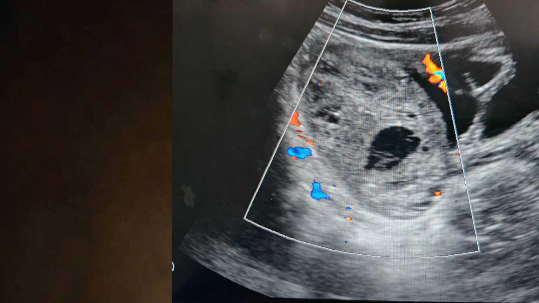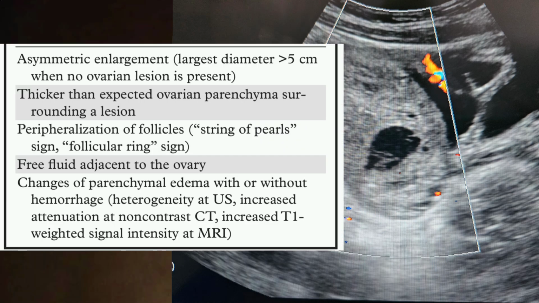Let's come to the diagnosis of adnexal torsion. Adnexal torsion is the fifth most common gynecological emergency. In adnexal torsion, patients usually present with severe acute pain, vomiting, and surgical abdomen. The diagnosis is usually made clinically as well as with the help of Doppler ultrasound. On grayscale ultrasound, there is usually asymmetric enlargement of the ovary, and if there is no neoplastic lesion, the size is usually more than 5 centimeters.